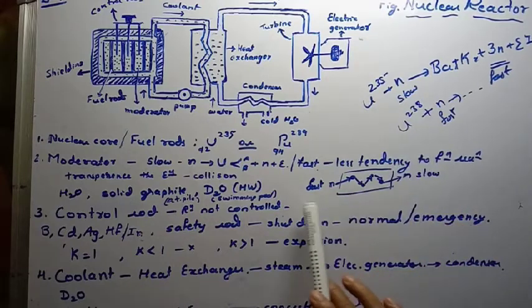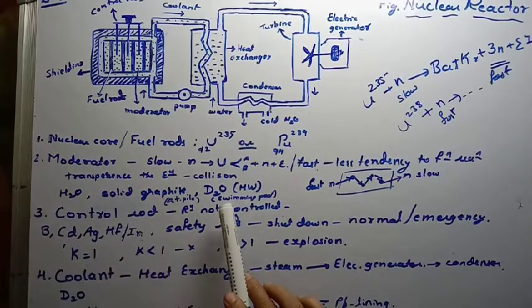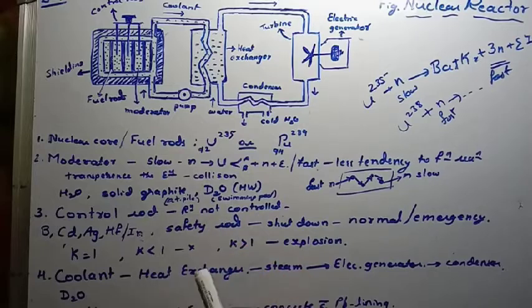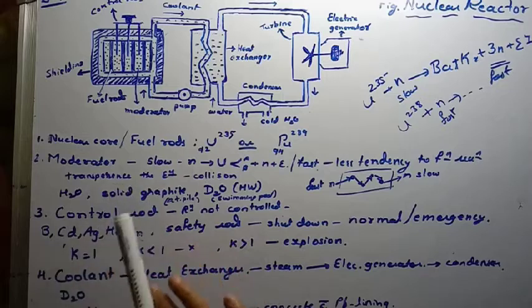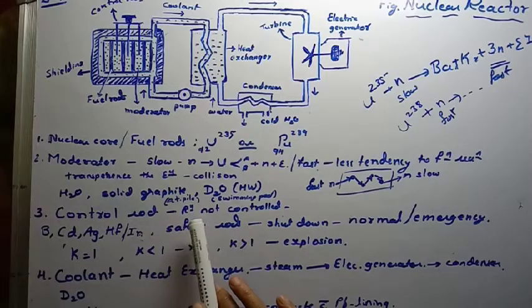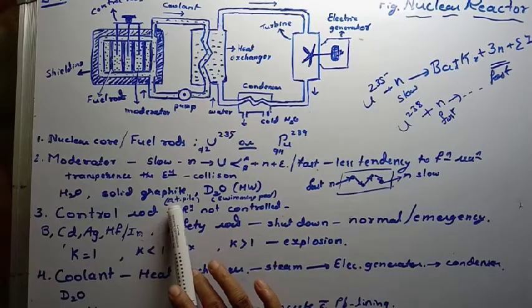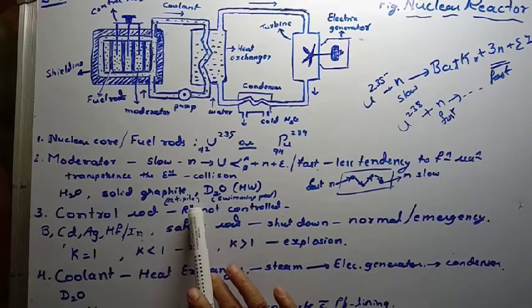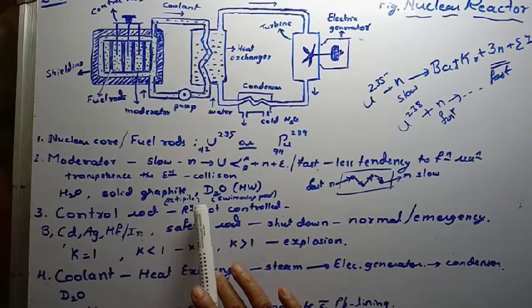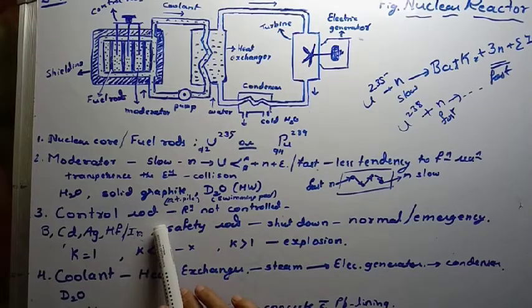Now, if ordinary water or deuterium water, that means heavy water, is used as a moderator, then that reactor is said to be a swimming pool reactor. That means when the moderator is either ordinary water or heavy water, then that reactor is said to be a swimming pool reactor. If solid graphite is used as a moderator, then that reactor is said to be an atomic pile. Very clear? Okay, with this we'll go to the next one, control rods.